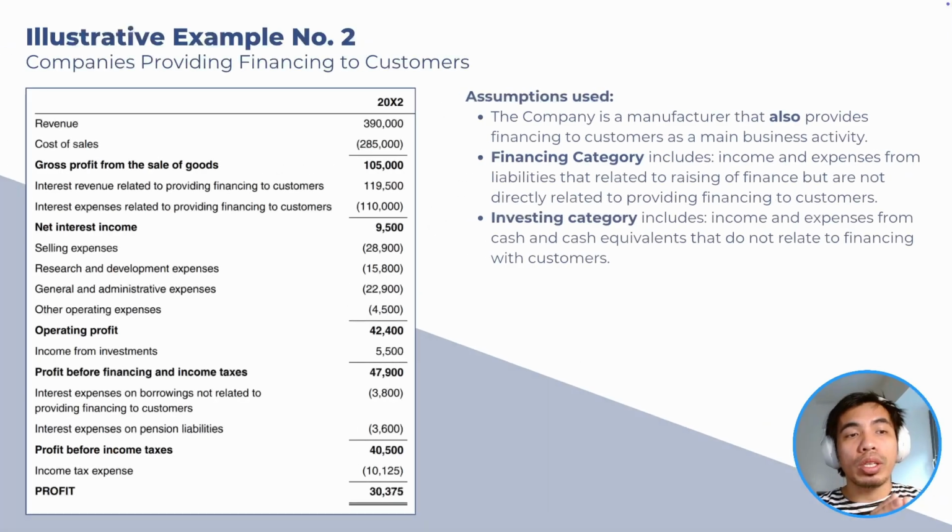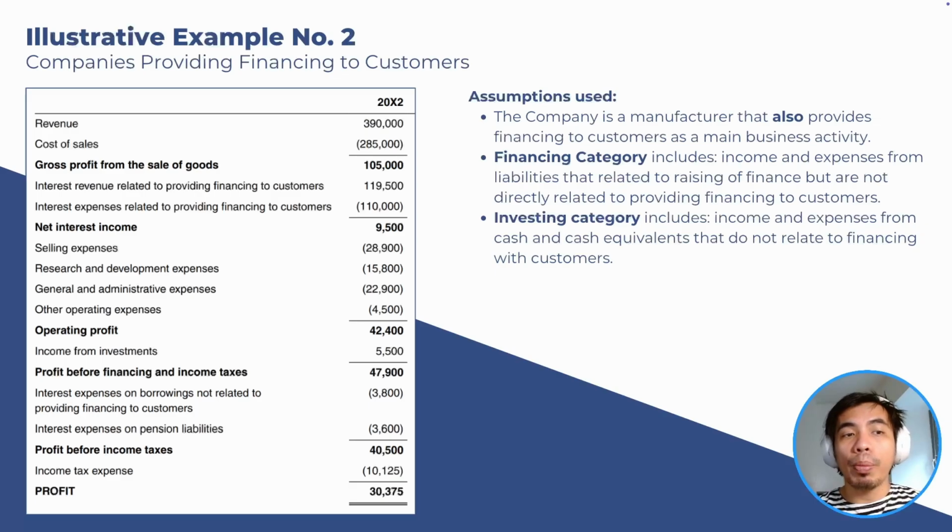The second illustrative example that I wanted to show you is companies providing financing to customers. The assumption that we used here is that the company is a manufacturer. Although it is a manufacturer, they also provide financing to customers as a main business activity. This could be possible because they're selling their assets or their inventory on a staggered payment basis to the customers on an extended payment term. So that is a form of providing financing to customers even though you're not a bank.